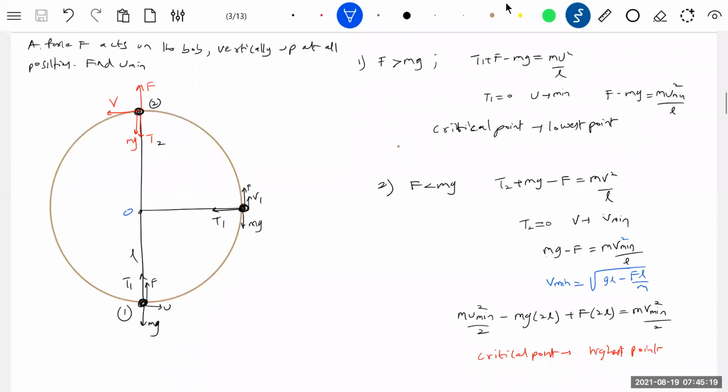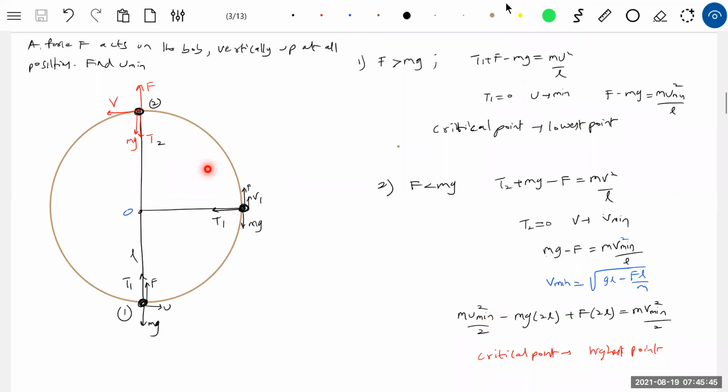So usually in the books, only if velocity at the highest point is given, it should be root gL. But there is one more situation here. Now it all depends upon F. If F equal to mg by 4, calculate, you'll get some other velocity. And the minimum velocity at the lowest point will not be root 5gL, it will be some other value.